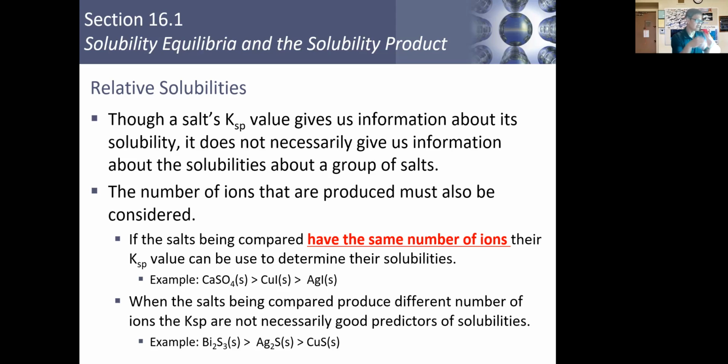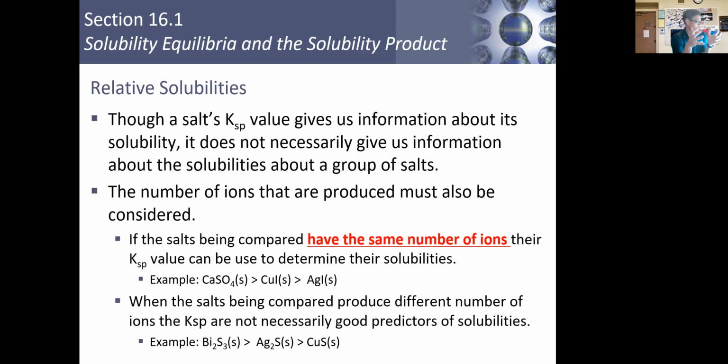What will not yield good information is comparing solubility product constants for compounds that are not the same type. So you have a salt here, the bismuth sulfate, that yields 5 ions, a pentenary salt. You have a ternary salt right here, which yields 3 ions, and you have a binary salt here, which yields 2. So you can't quite compare those and put them in order like that. When the salts produce a different number of ions, the Ksp values aren't necessarily useful in comparing the solubilities.